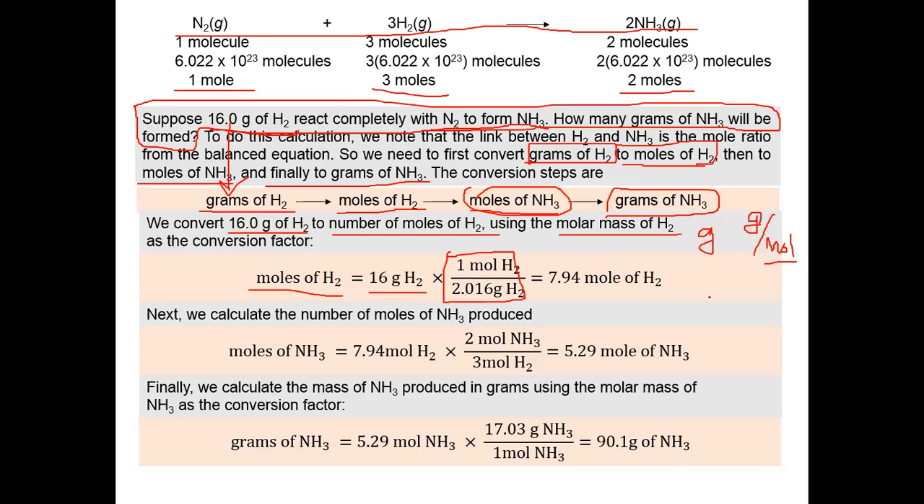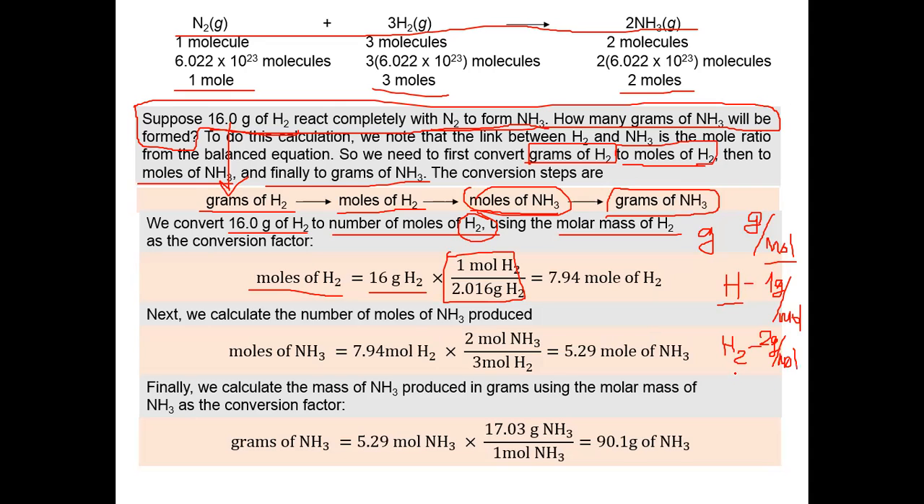What is the molar mass of a hydrogen atom? Do you guys remember? Yes, 1 gram per mole. But we do not have just one atom of hydrogen, we have H2. So 2 grams, 2 moles, so it's going to be 2 grams per mole.